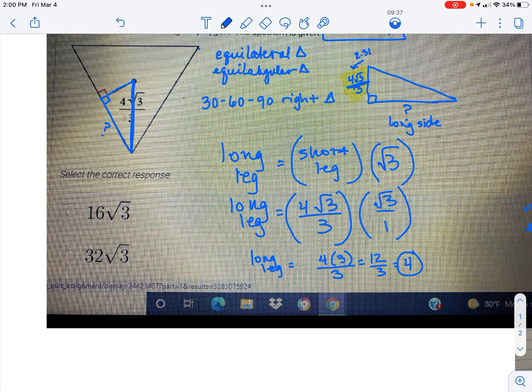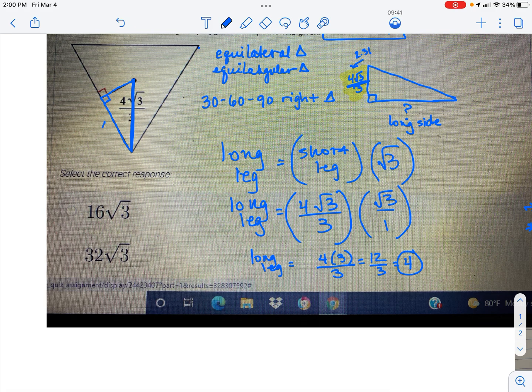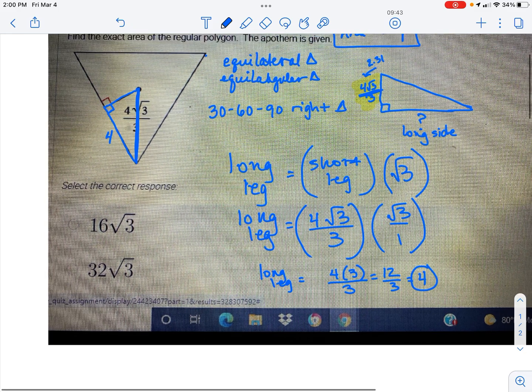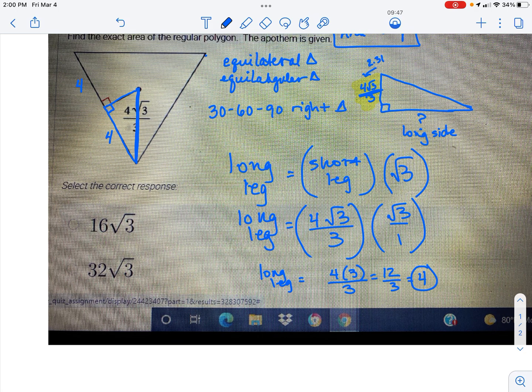Okay, so if we fill that in, I'm going over to the original drawing, and I put a 4 right here. I know if that side is 4, then that little portion right there is also 4. So what is the measurement of the entire side? Should be 8, right? Because 4 and 4 is 8. So that means my sides are all 8.